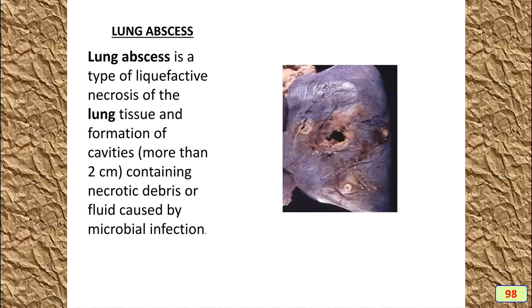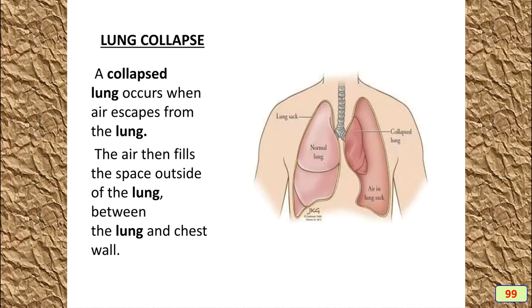Then lung abscesses may also be present in many domestic animals, and a lot of pulmonary disorders are also present, like hemorrhagic septicemia, bacterial diseases, and viral diseases. During COVID-19 many might have seen that the lungs were inflamed to the greatest extent, and sometimes the lungs collapse when air escapes from them. The air then fills the space outside the lung, between the lung and chest wall. So the collapsed lung will look like this, with air in the lung sac.